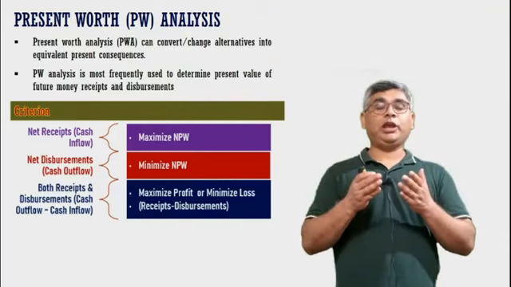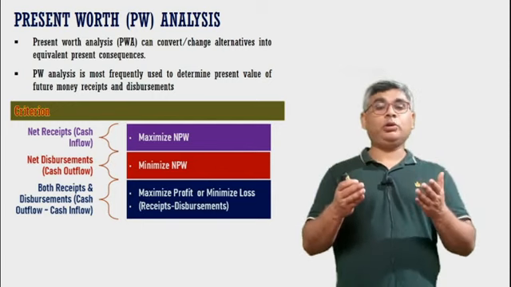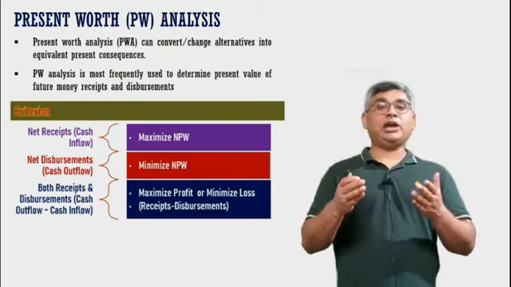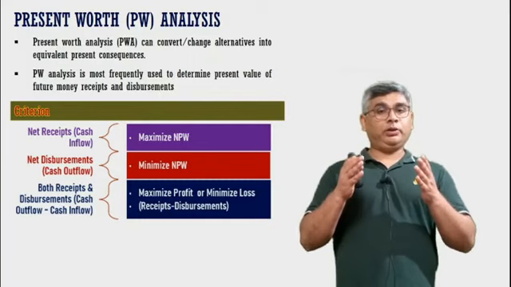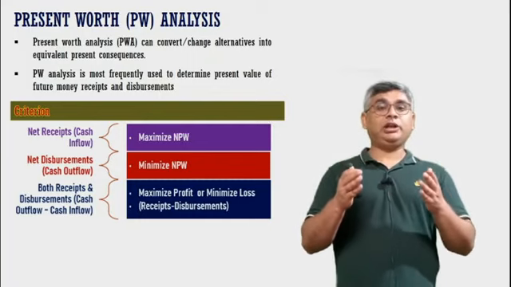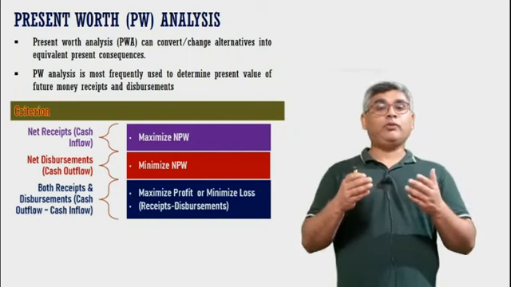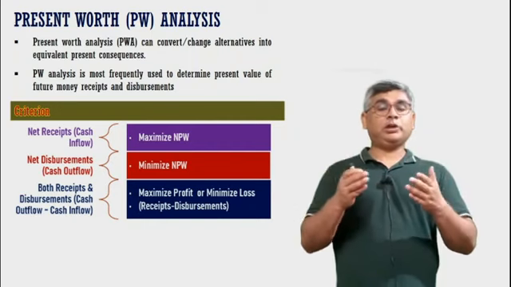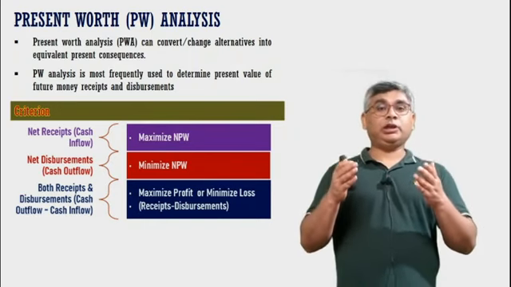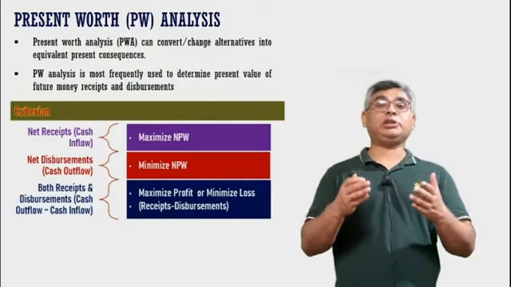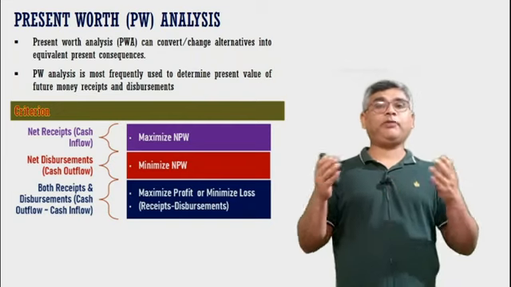The criterion of selection, if we are using the present worth method, is that if in a given cash flow we have only net receipts, that is the cash inflow, then we select the one with the maximum net present worth. However, if the cash flow just contains the disbursement, that is the cash outflow, then the option with the minimum present worth will be selected, since these are expenditures. So the option with the lower expenditure will be the preferred one.